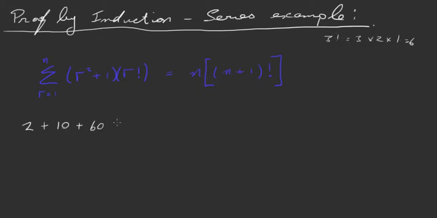So this goes on forever anyway, and that will go up to n squared plus 1 times n factorial. That's on the left hand side, and we want to show that that's equal to n times n plus 1 factorial. This is the right hand side here. So we have a series on the left hand side and we want to show that it's equivalent to this kind of formula on the right.